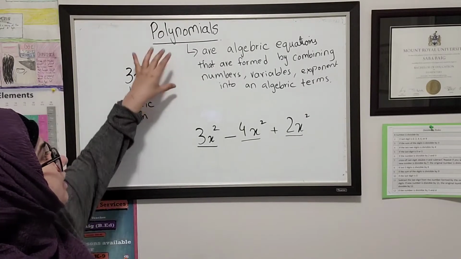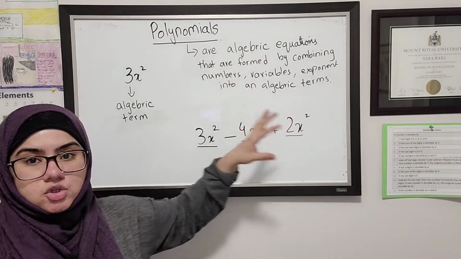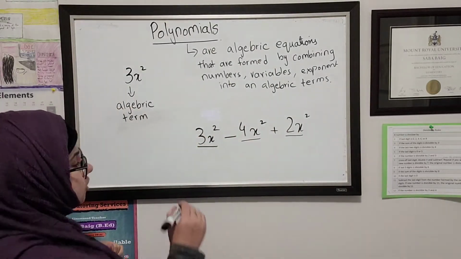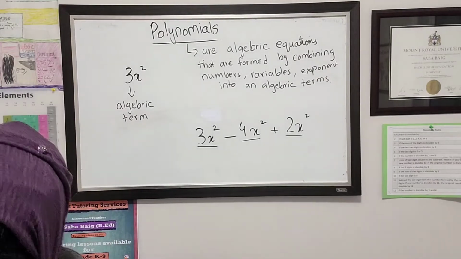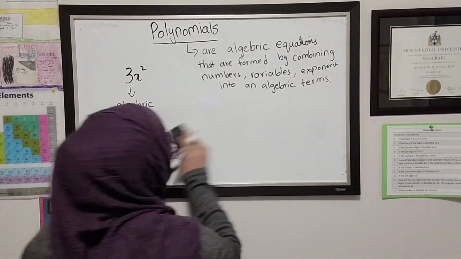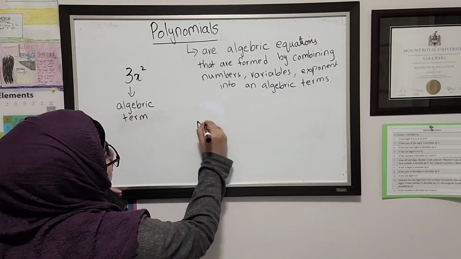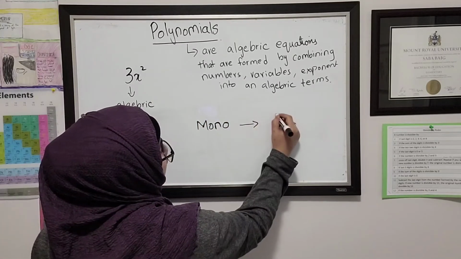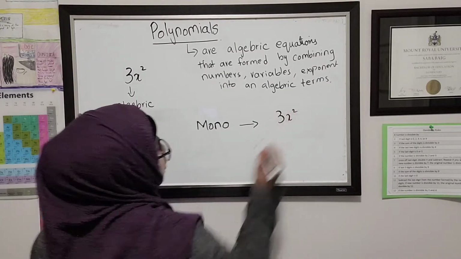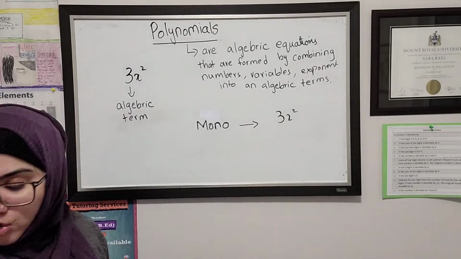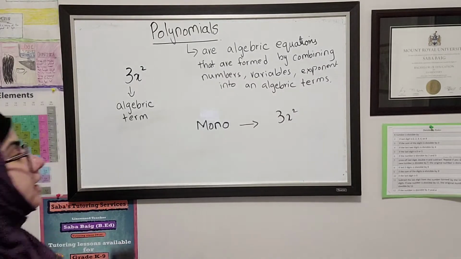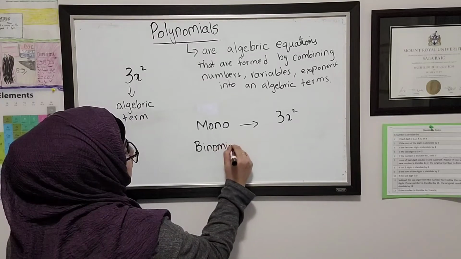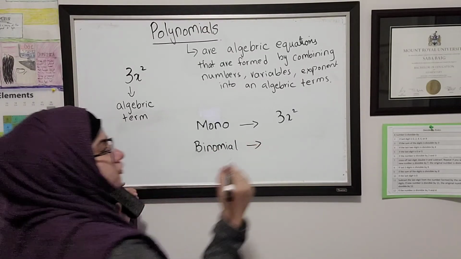In an equation or in an expression, if you have only one term, so they have differentiated the polynomials into monomial. Mono means one. So if you have only one term, for example, 3x squared is just one term, this is called a monomial. Similarly, next is called binomial. Binomial means you can have two terms.